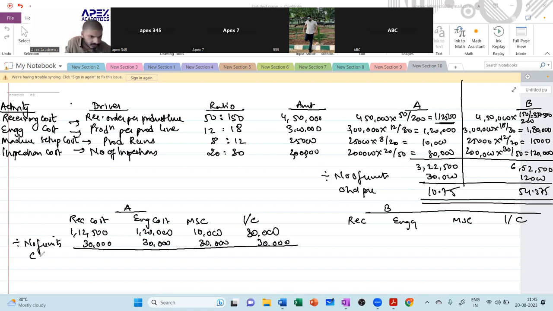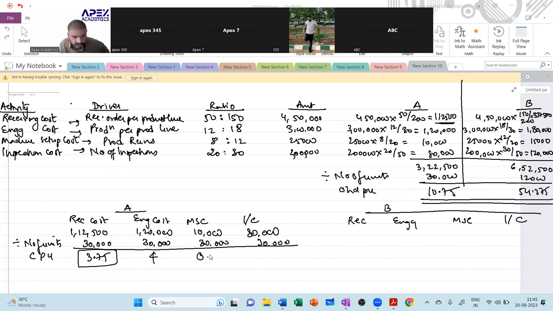So what is the per unit cost as far as receiving is concerned? 1,12,500 divided by 30,000. Your answer is 3.75. This is what the IMA is asking you. Don't stop at that much. That's something anybody can do. I'm not interested in that. I'm interested in showing you something else.